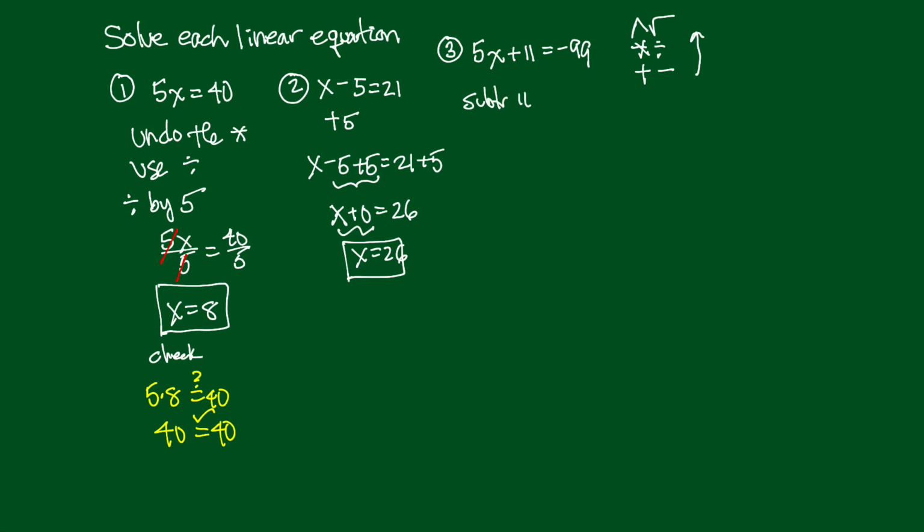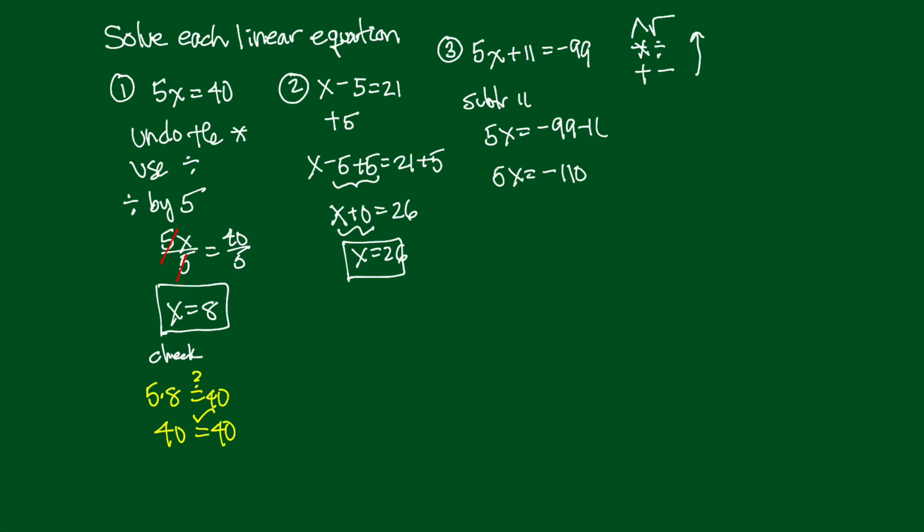Now, let's just do this. I'm not going to write every step here. 11, subtract 11, it goes out. Now I'm left with 5x. So I get 5x equals, now negative 99. If you can do this in your head, that's fine. Minus 11. So I'll get 5x equals negative 99 minus 11 is negative 110.